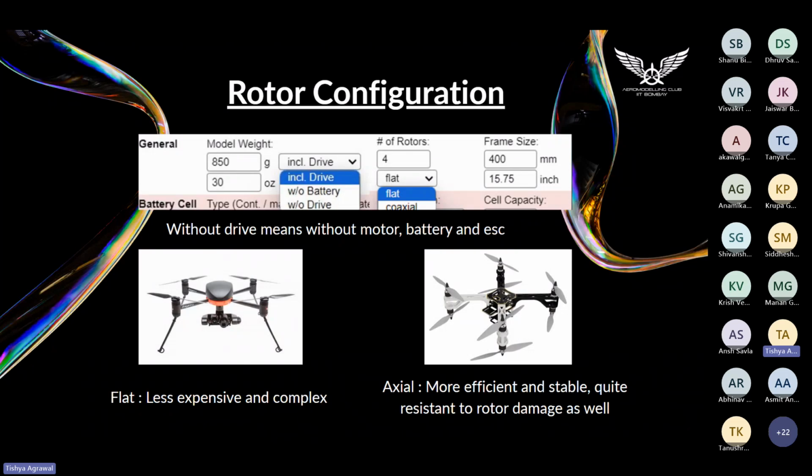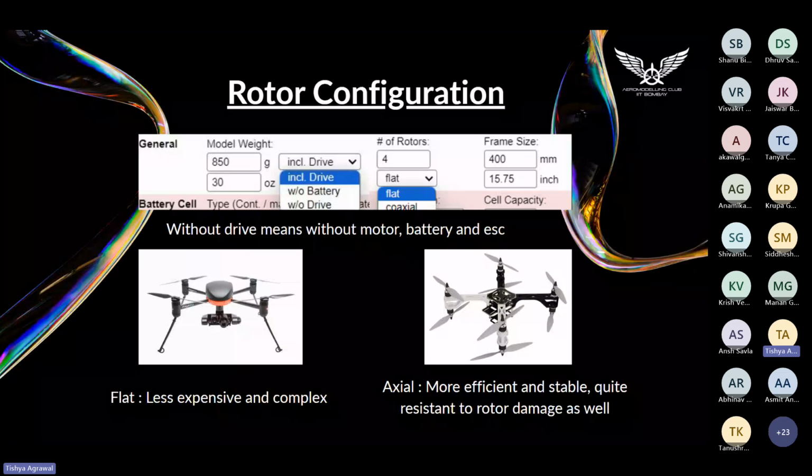The axial system is more efficient and stable. Also, it is quite resistant to rotor damage as well. But the axial system is relatively more expensive and a bit complex, whereas the flat rotor configuration is relatively less expensive and easier to operate.